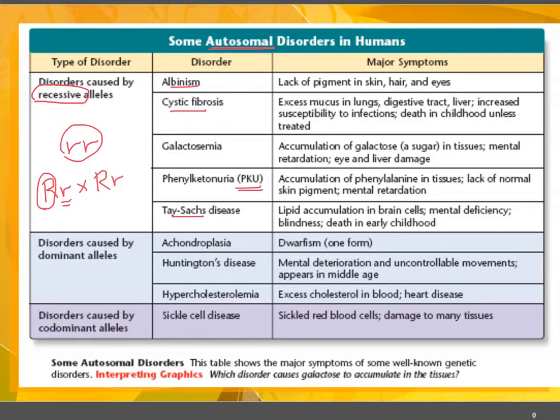PKU is not a disease we hear about very often because we're testing babies in the hospital for that. It can be managed by dietary changes, and so it's not the problem that it used to be.